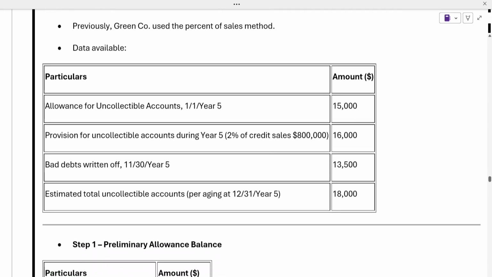Now the data available is like this. Allowance for uncollectible accounts was $15,000. Provision for uncollectible accounts during year 5, they have made a 2% of credit sales. So the credit sales were $800,000 and 2% of that was made a provision, which is the 16,000. And then they have written off certain bad debts on 30th November year 5, which is for $13,500, and their estimated total uncollectible accounts as per aging is $18,000 at the end of the year.